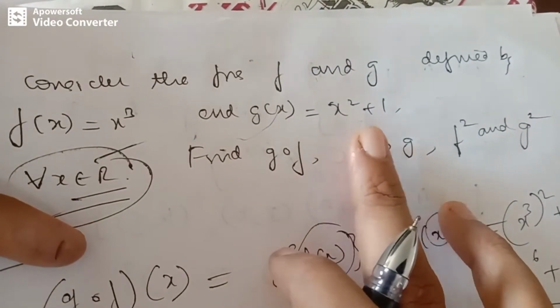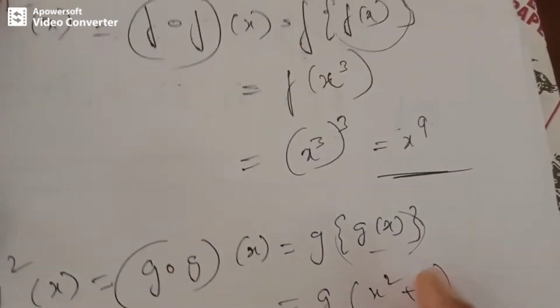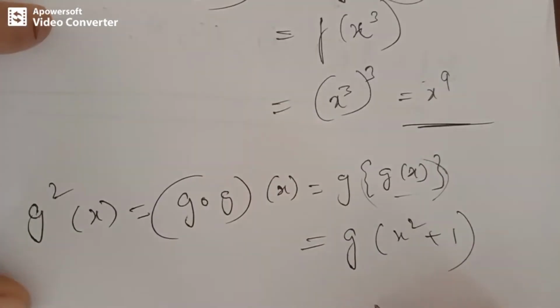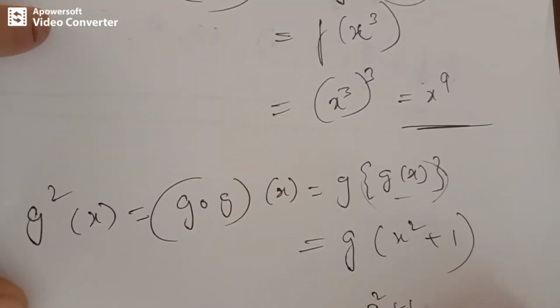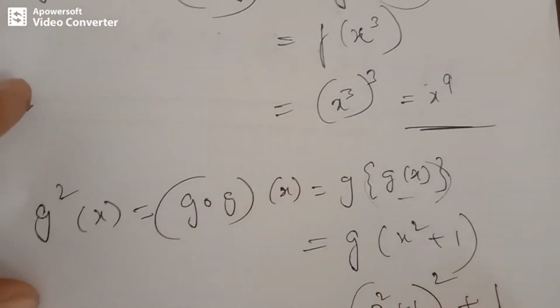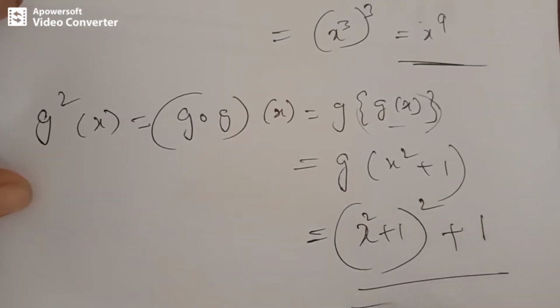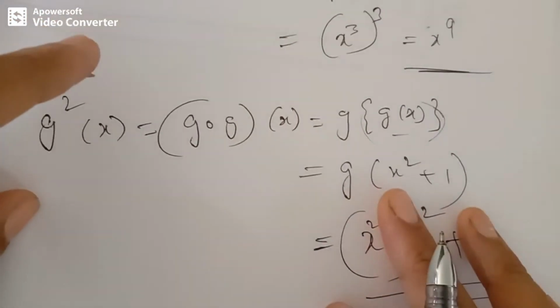And you know g of x is x square plus 1. So let's substitute x square plus 1 in place of x. So x square plus 1 is substituted in place of x. So x square plus 1 the whole square plus 1. Okay, this is how you write. See, be careful with the substitution.